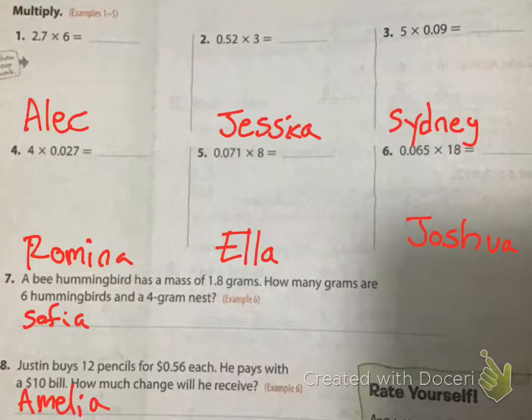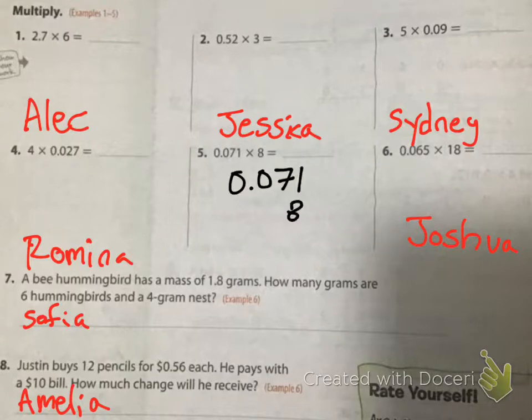So our first one who was willing to answer is Ella. So I'm going to set this problem up. Ella, what is our first step? So our first step is going to be, you're going to move the decimal. So we're going to move the decimal how many times? 3 times. Yeah, 1, 2, 3. And then when you multiply, you can just tell me your full answer. What did you get when you multiplied 71 times 8?